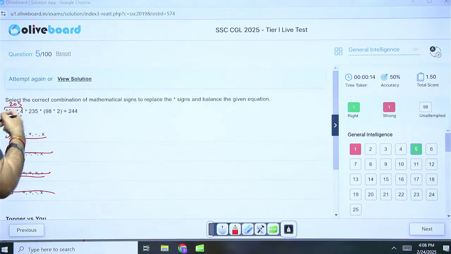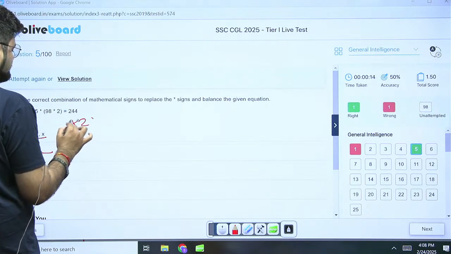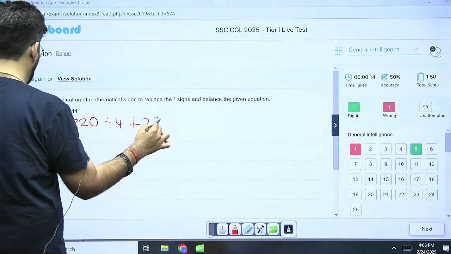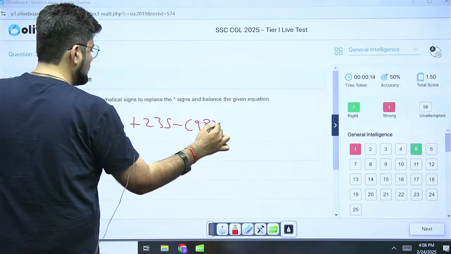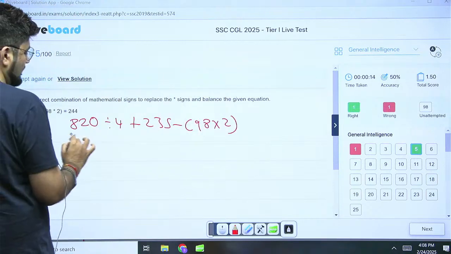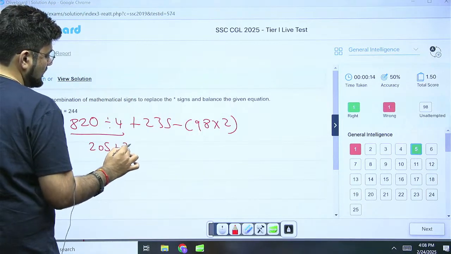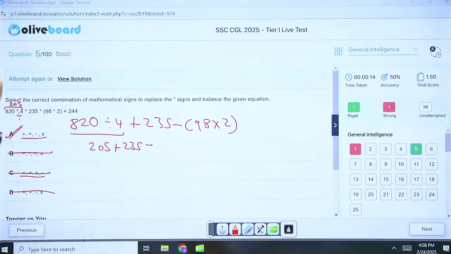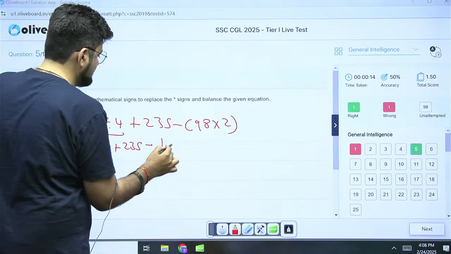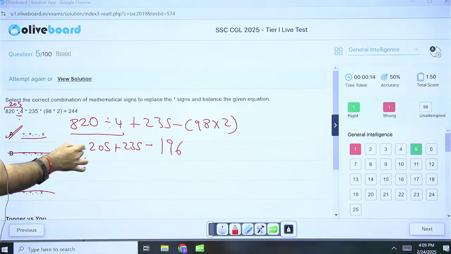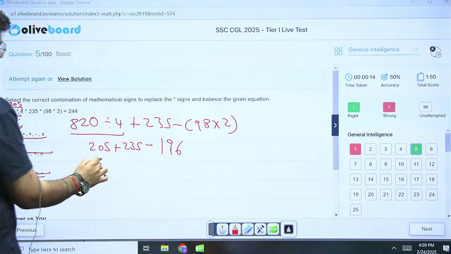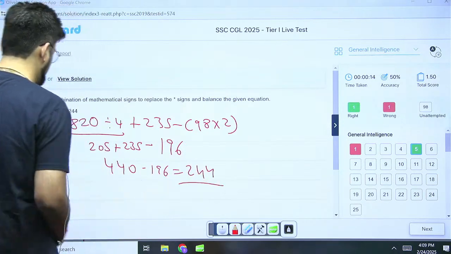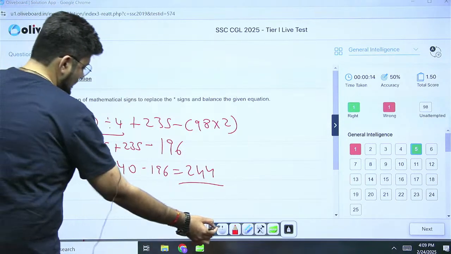But still, if you want to cross check, so we have 820 divided by 4, then plus 235 minus 98 into 2. This should be equal to 244. Check. So this is 205 plus 235 minus this is 200 minus 4. So 196. Now add this. So this is 440 minus 196, which is nothing but 244. Yes, it is correct. Option A is the right answer.